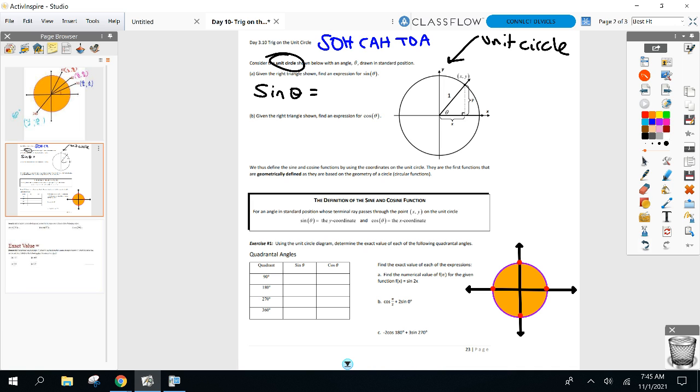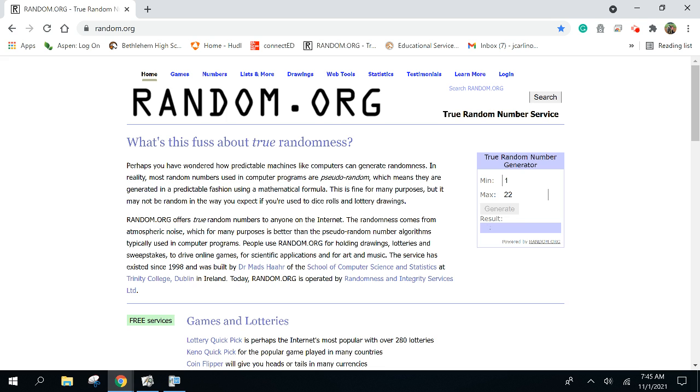How do you find sine? What two sides do I need to find sine? If I'm using a right triangle in SOHCAHTOA, what two sides do I need? Just keep grinding away here.